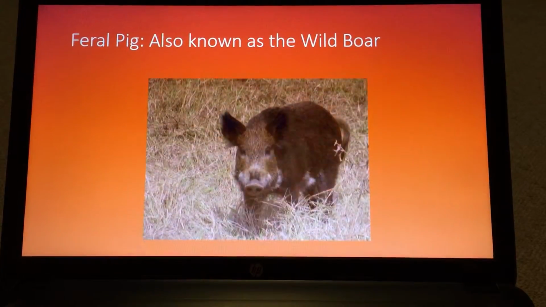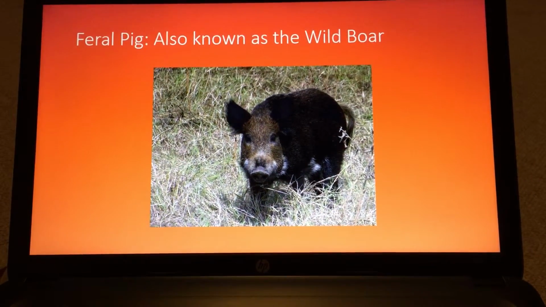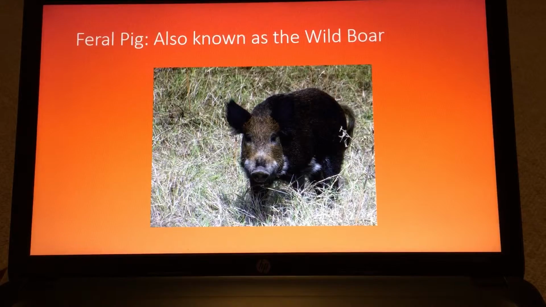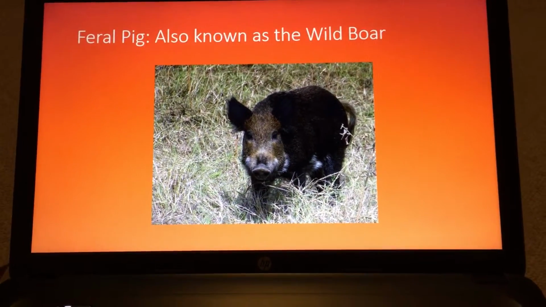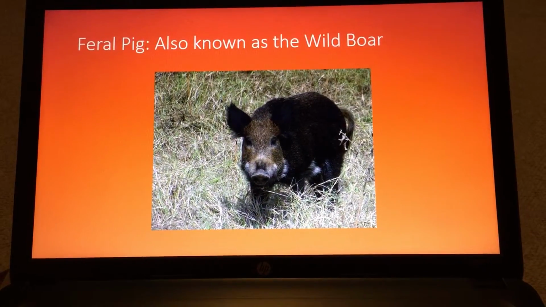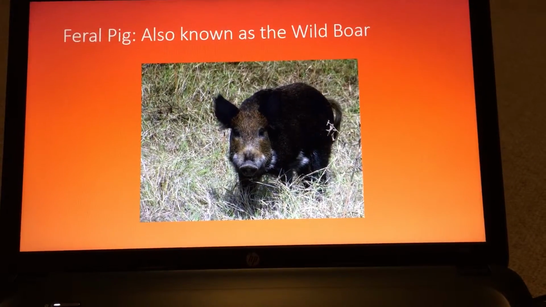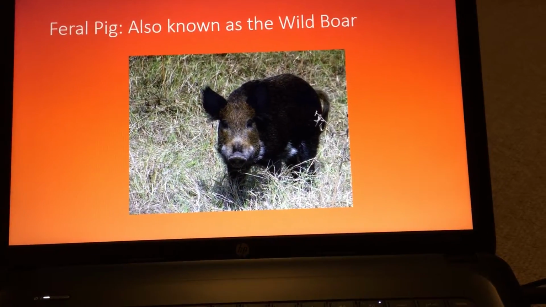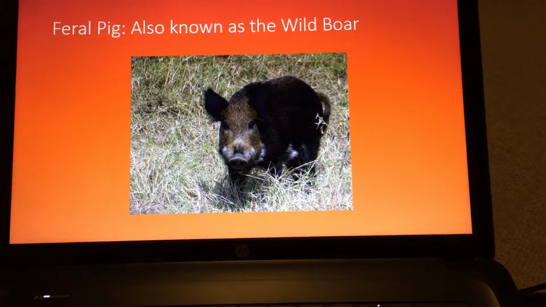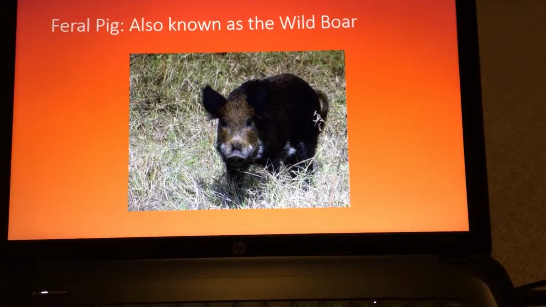This is a feral pig, also known as a wild boar. Just like the cats, they can bring in diseases. Once they kill animals, then those animals are gone. They can spread the diseases throughout the animals that have already made their home there and is their natural habitat.